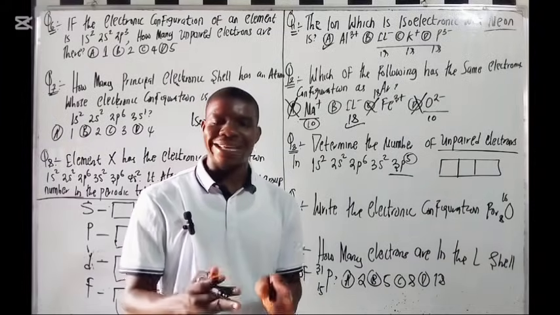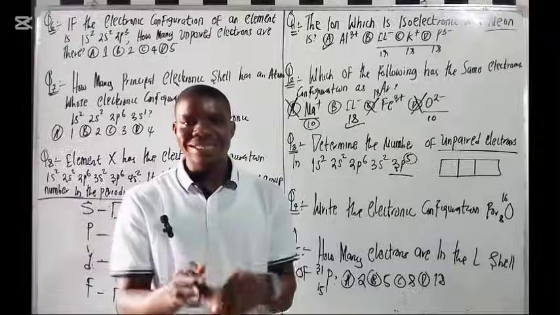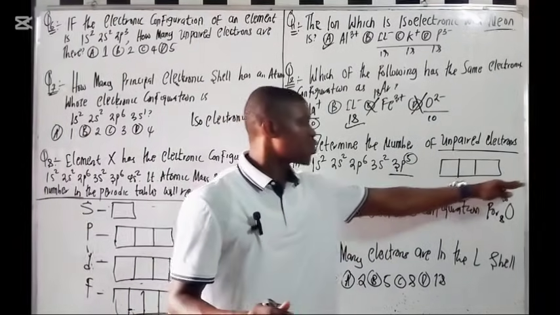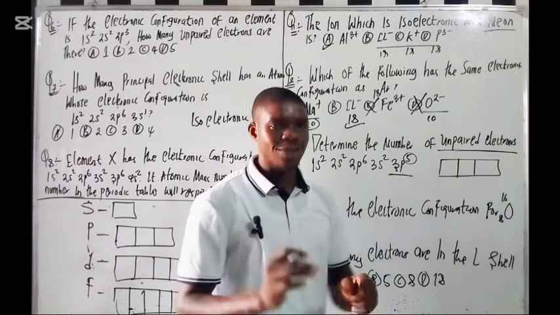Only state that when filling electrons into degenerate orbitals, electrons are filled singly before pairing. What does it mean? When you are filling electrons into these sub-orbitals here, they must spin up before spinning down. That is called Hund's rule.